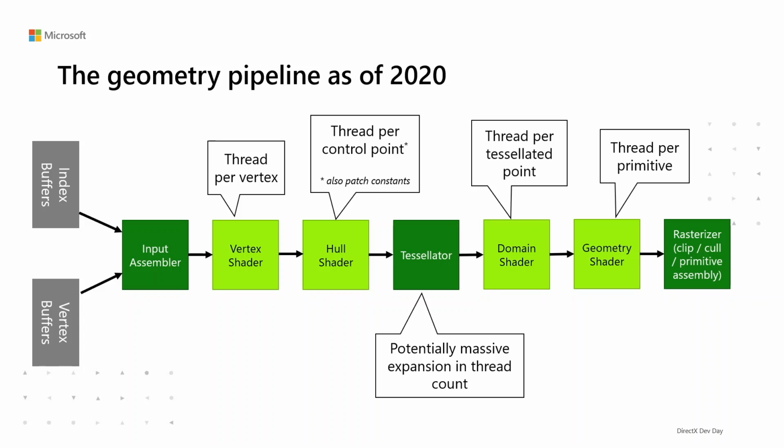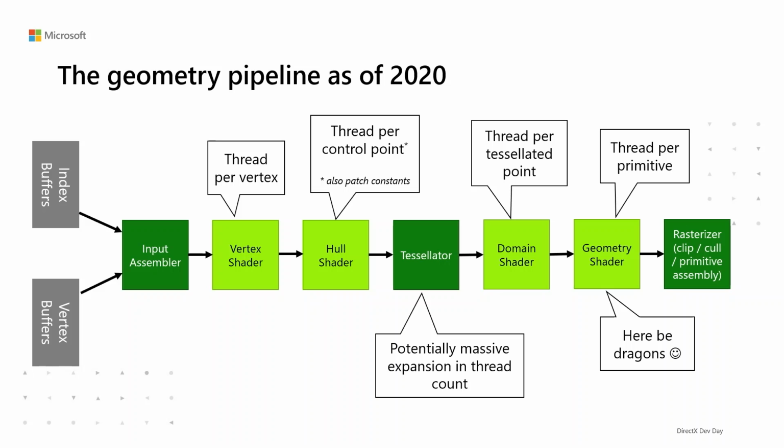One is that the tessellator block in the middle of all of this needs to massively increase the number of threads. Because obviously if you tessellate a patch or some other curved surface, you're going to get way more points out that need shading than went in. And then geometry shaders really don't map terribly well to this at all. There are some interesting perf challenges and cliffs when you use geometry shaders.